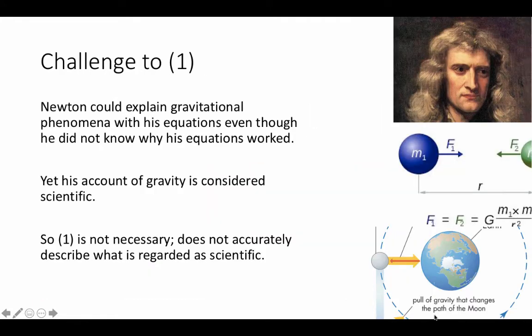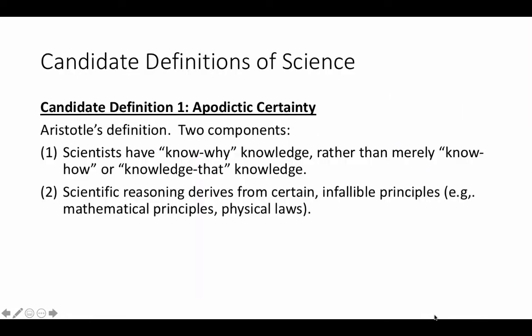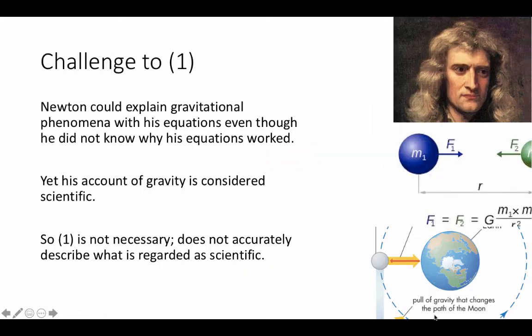Well, there have been challenges to Aristotle's definition. Let's look at component 1 again, that scientists have know-why knowledge rather than merely know-how or knowledge-that knowledge. There have been challenges to that. Newton was actually able to explain gravitational phenomena with his equations, but he didn't know why his equations worked. So we know that two bodies are attracted to each other as a function of both how heavy they are, their mass, and also their distance. The closer they are or the heavier they are, the more attraction there is. The further apart they are or the lighter they are, the less attraction there is.